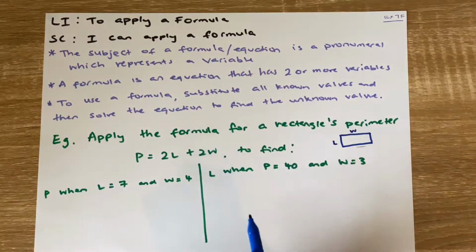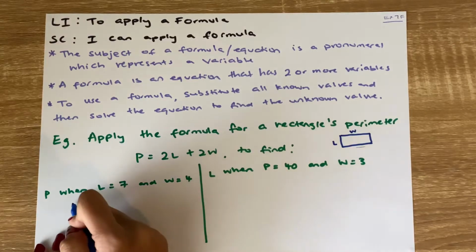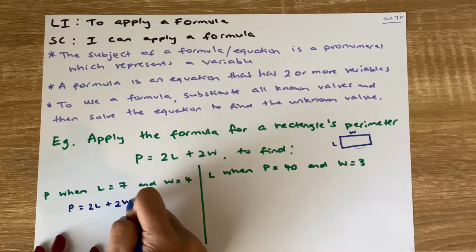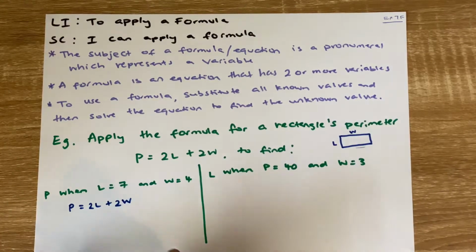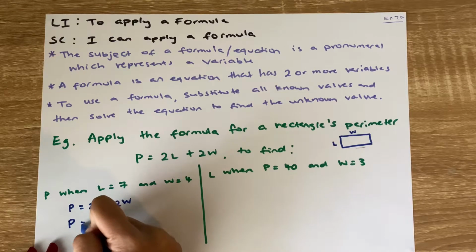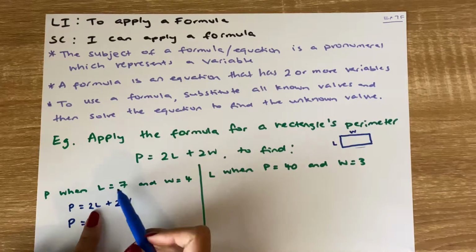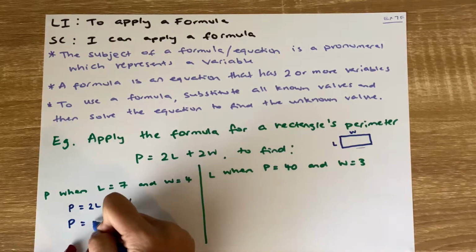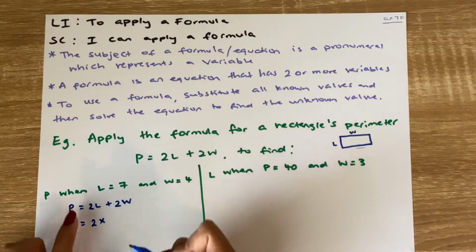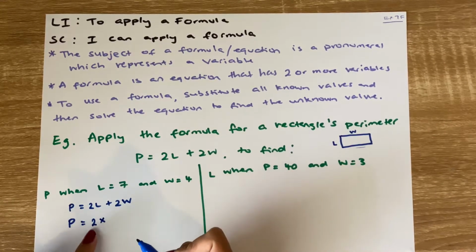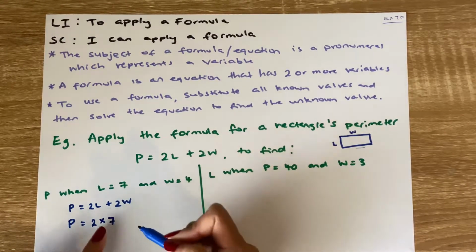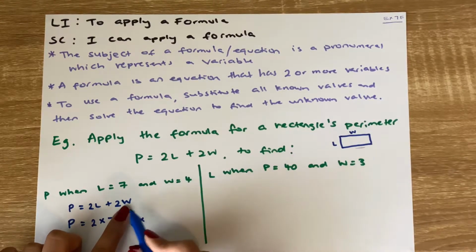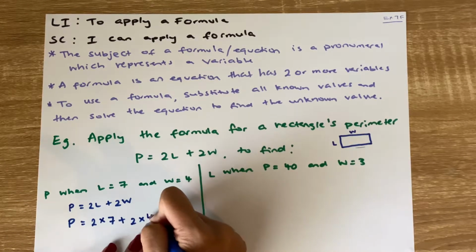First steps first, I write my equation that I've been given. P equals 2L plus 2W. I'm going to be finding P today, so I don't know what P is. But I've been told that L is equal to 7. So instead of writing L, I'm going to write what it actually is. And remember, between a number and a letter, there is a multiplication sign. So that's going to be 2 times 7 plus 2 times W. Now we've been told that W is 4, so I'm going to write that down.